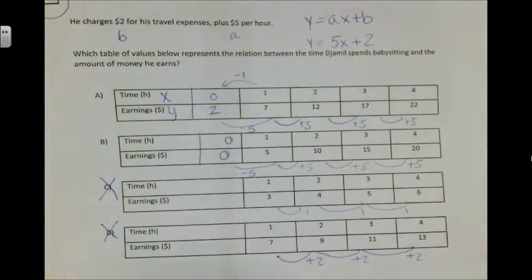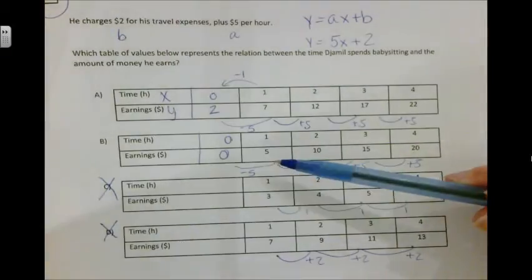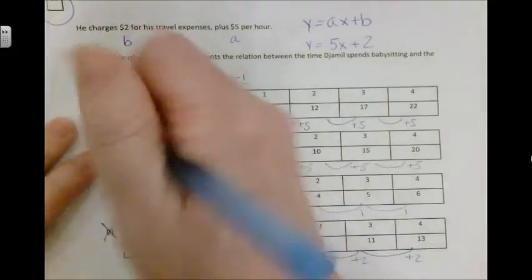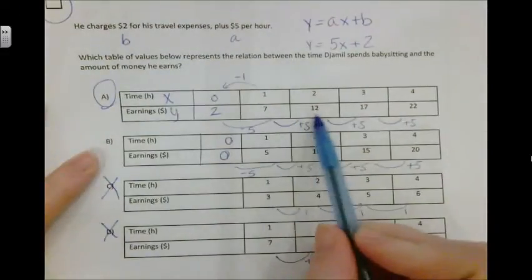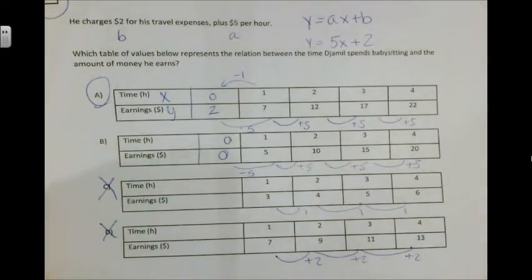So the problem is that in B, there is no $2 initial value for his traveling expenses. So A is the correct answer because it factors in the $5 per hour, but also the $2 that he's charging for his traveling expenses. So just pay attention to which one is talking about an actual rate, that is your A, and the initial value is a constant price that's being added.